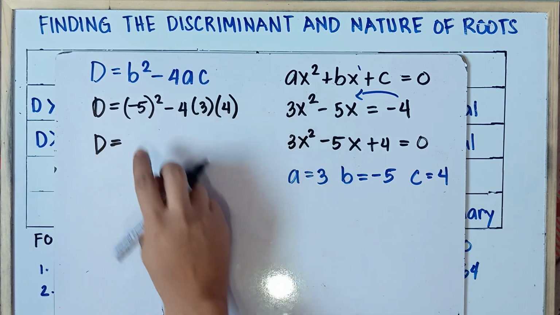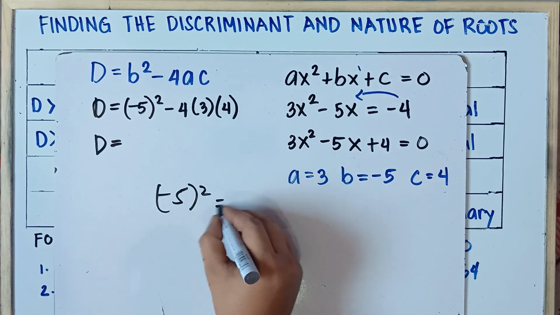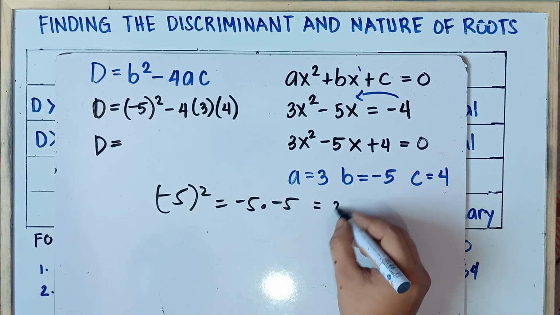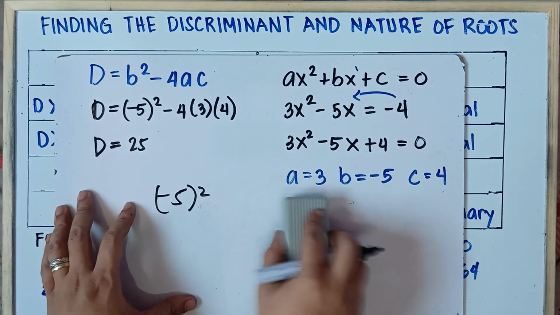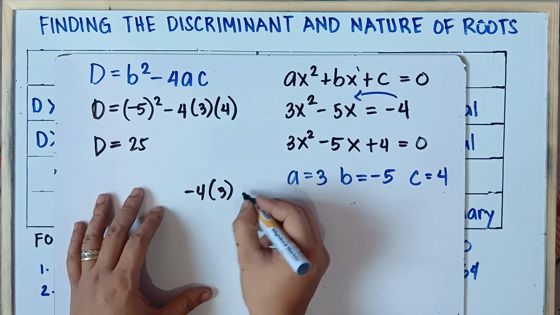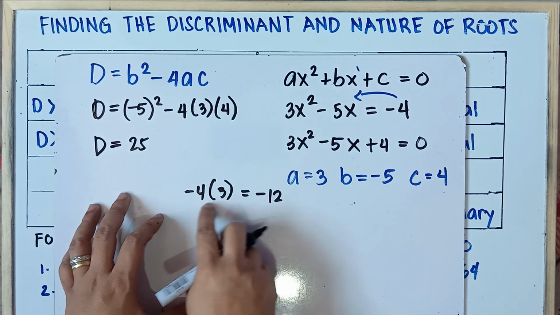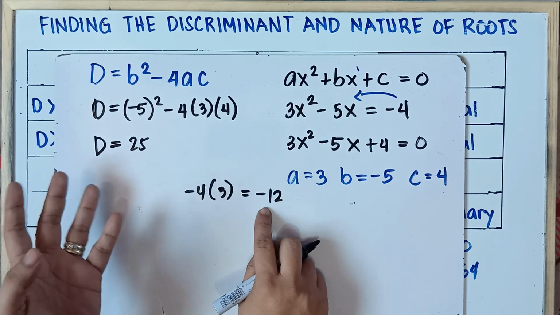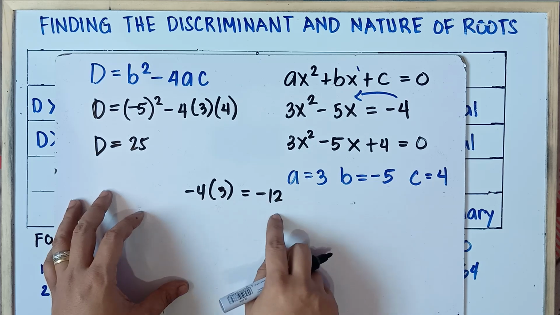So D equals negative 5 squared. It means negative 5 times negative 5. So negative 5 squared, that would be negative 5 times negative 5. So negative times negative is positive. 5 times 5 is 25. So this is 25. Alright, and then negative 4 times 3. Negative 4 times 3, of course, that would be negative 12. Once again, negative times positive is negative. 4 times 3 is 12. Unlike signs, class, it's always negative. If you're multiplying or dividing unlike signs, the answer is always negative. So negative 4 times 3, that would be negative 12.